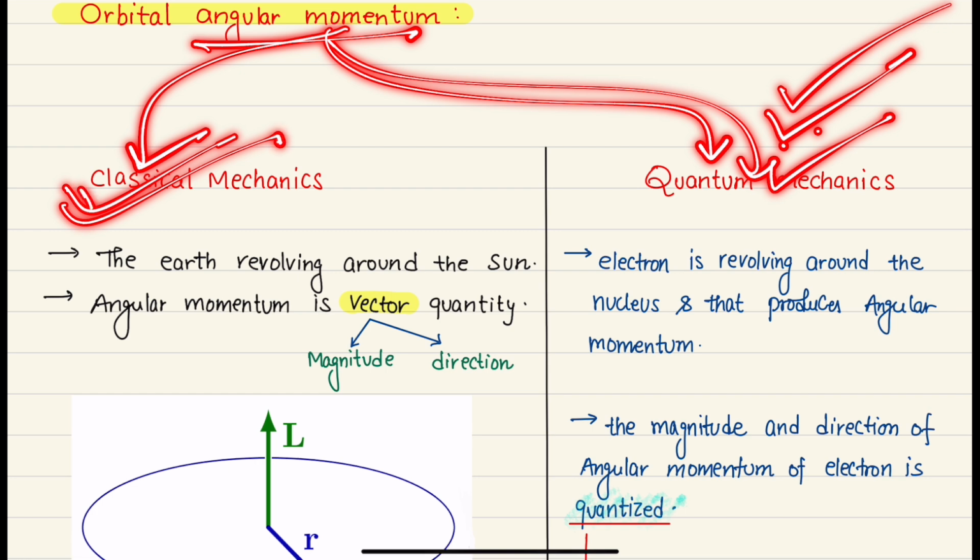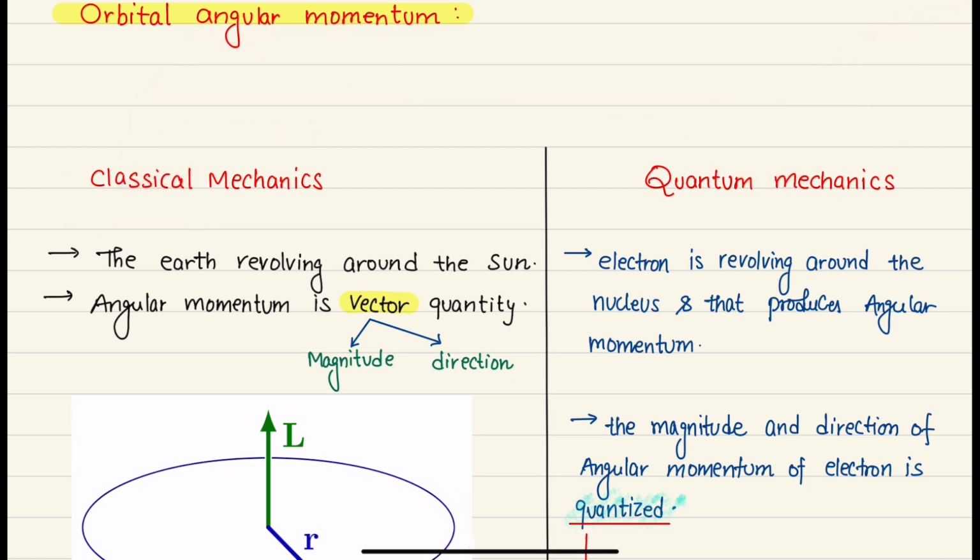Angular momentum, its magnitude is not fixed; it can take any value, it is a continuous value, and angular momentum in classical mechanics can point in any direction. So this is a major difference of angular momentum in classical physics and in quantum mechanics.